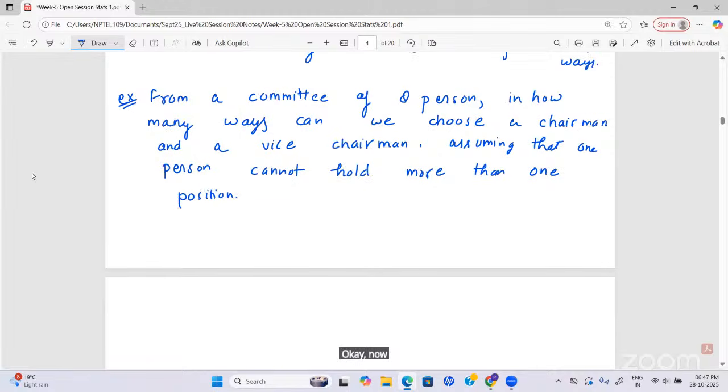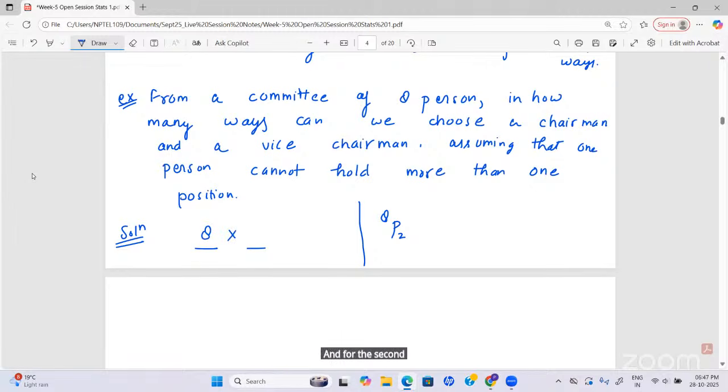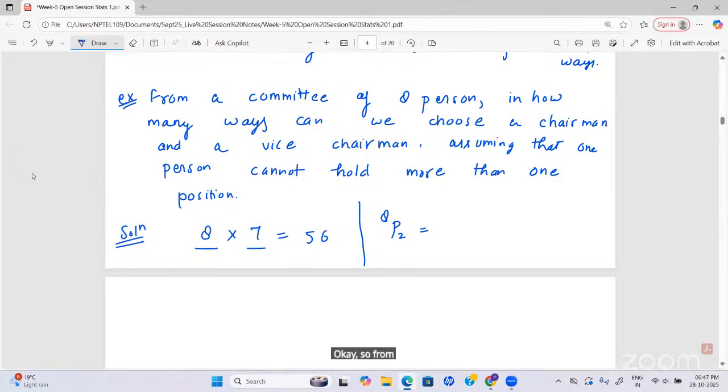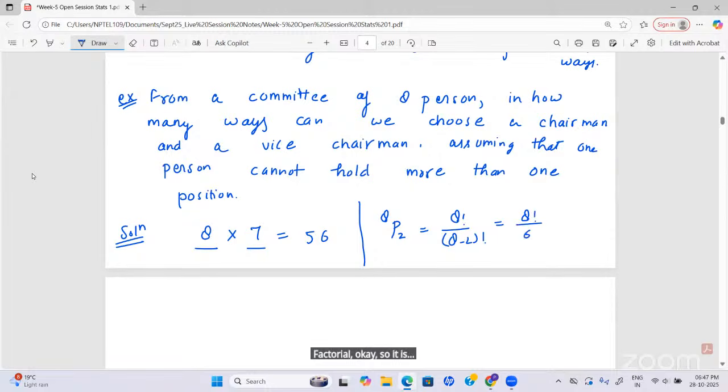Now, how will you solve this question? You have 8P2. You can think of this question in 2 ways. It can be 8P2, or you can solve it like this: for the first position, we have 8 options, and for the second position, we have 7 options. Both will give you the same answer. From the permutation formula, it will be 8 factorial divided by 8 minus 2 factorial, so it is 8 factorial divided by 6 factorial. You can solve it and you will get the same answer.